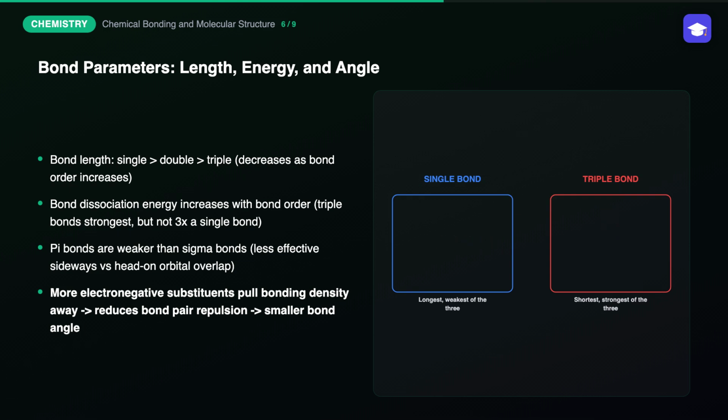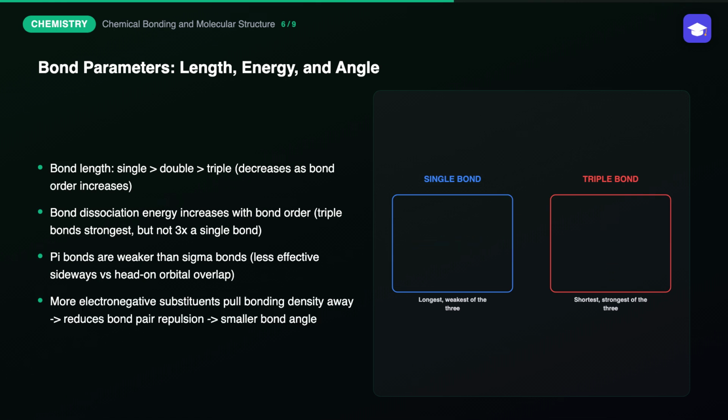This is precisely why the bond angle in phosphorus trifluoride is measurably smaller than in phosphorus trihydride, despite both molecules sharing the exact same underlying sp3 hybridization, an identical VSEPR electron domain count.